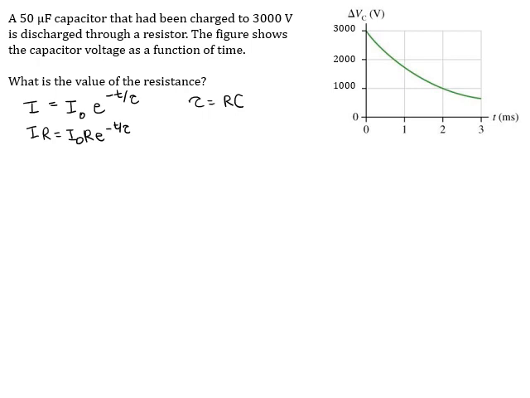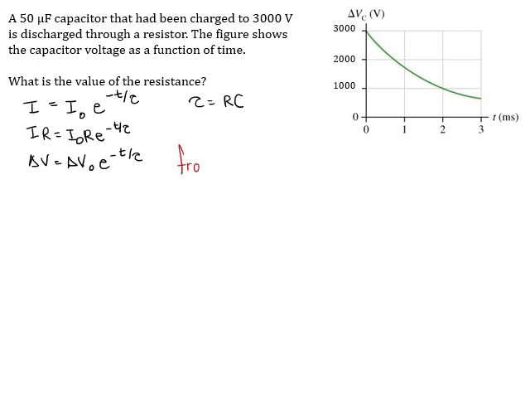And then recognize that from Ohm's law, V equals IR. So the change in potential, or the potential across the capacitor, is the initial potential across the capacitor times e to the minus t over tau. This equation is pretty good because we can read some stuff off the graph.